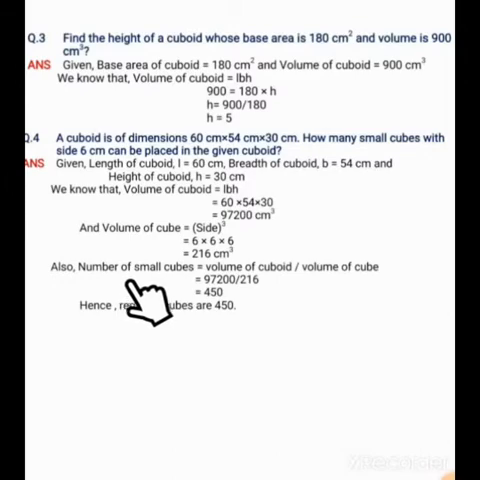So the number of small cubes we have to find out is the volume of the cuboid divided by the volume of the cube. So our answer is 450. In this sum, the required number of cubes is 450.